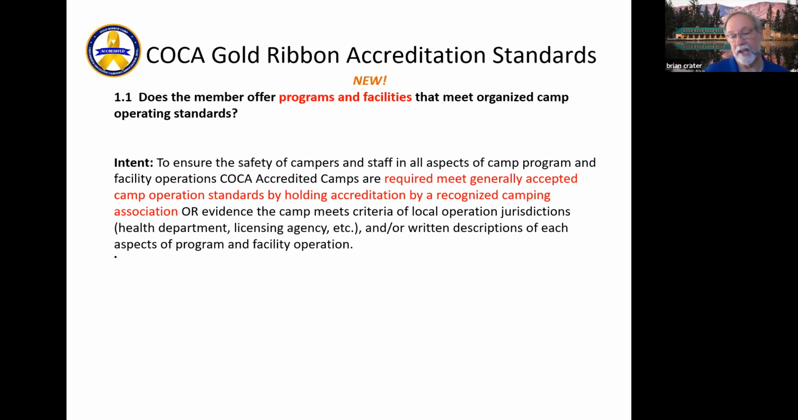If, for instance, their camp facility is accredited, but the member camp program is not, or the situation where neither one of them is accredited, neither the camp program nor the facilities, then we go to the second section. They need to provide evidence that the camp meets criteria of local jurisdictions, which can be health departments, licensing agencies, we'll talk about that in a minute, or provide a written description of access with aspects of this program and facility operation.